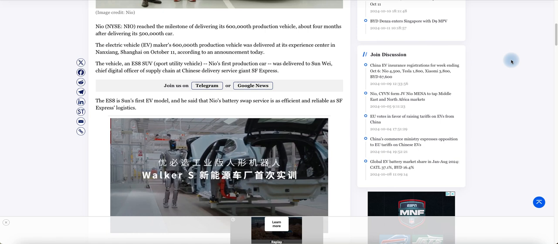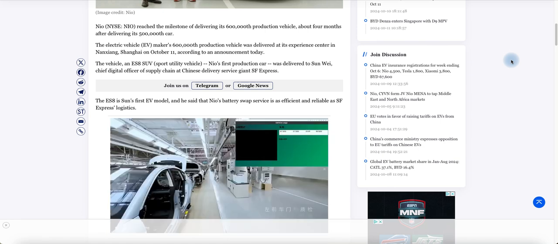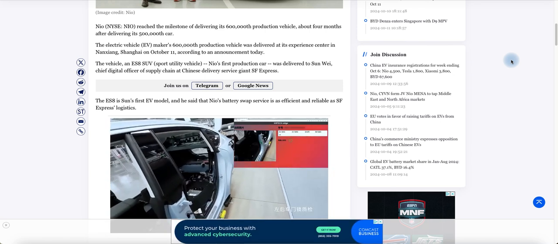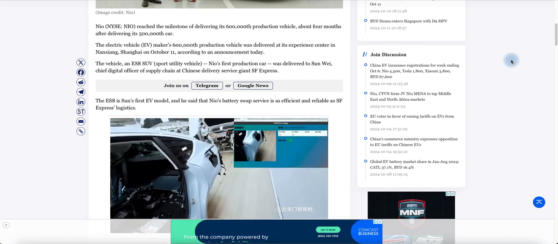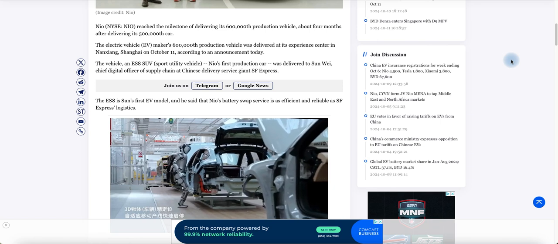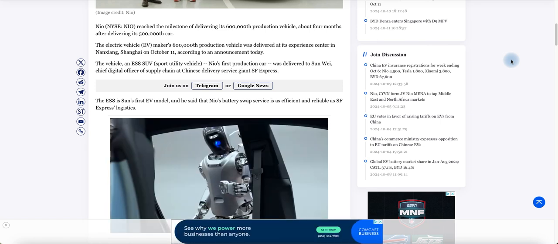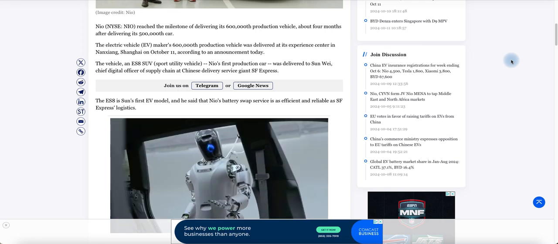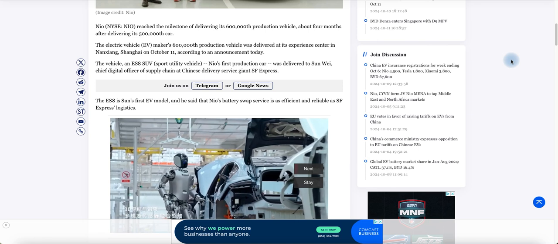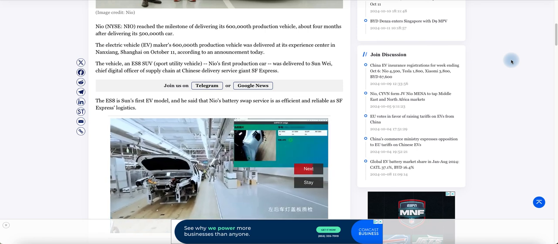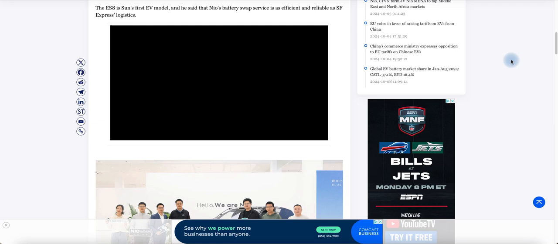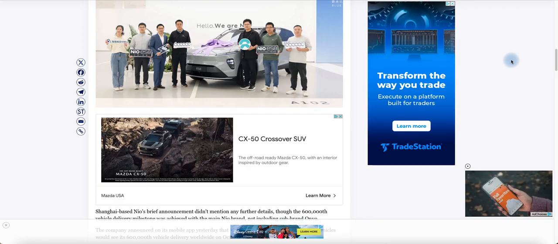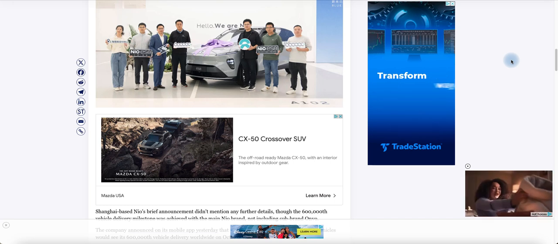The electric vehicle maker's 600,000th production vehicle was delivered in its experience center in Nanjing, Shanghai on October 11th, according to the announcement. The vehicle, an ES8 SUV, Nio's first production car, was delivered to Sun Wei, Chief Digital Officer for Supply Chain at Chinese delivery service giant SF Express. So you can see them here. That's a Nio ES8 SUV.